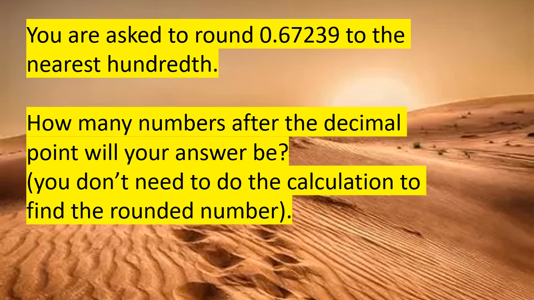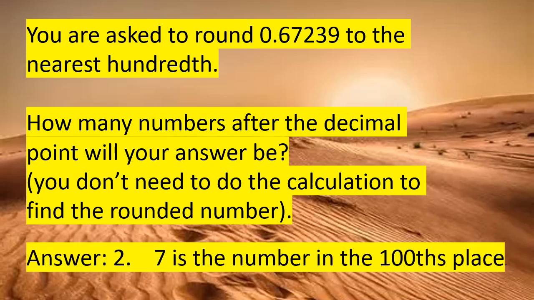And the answer, coming up now, is 2. 7 is the number in the hundredth place, so there will be 2. It'll be 0.67, in fact, because the next number is below 5.